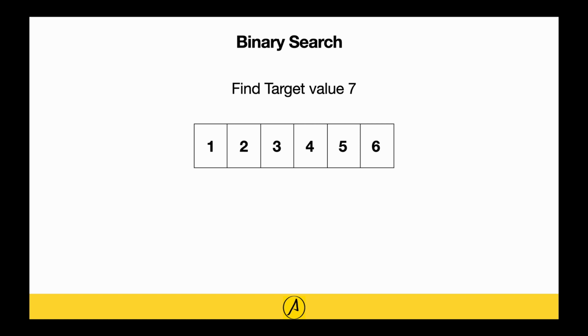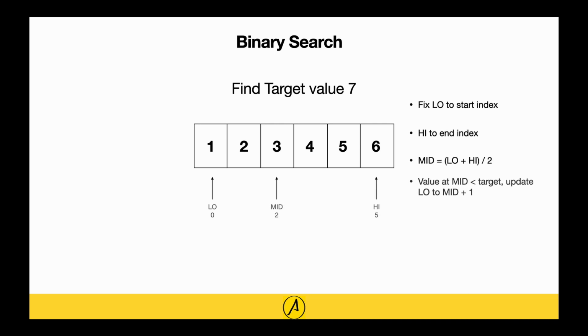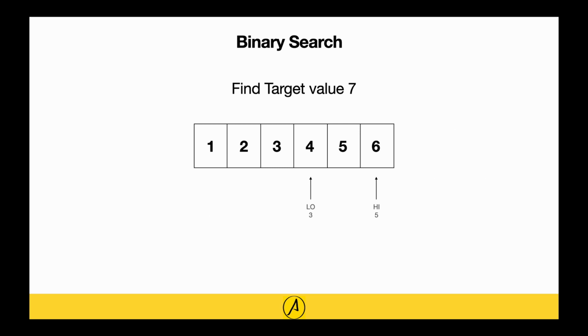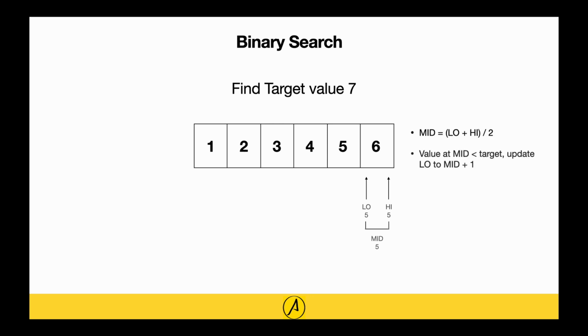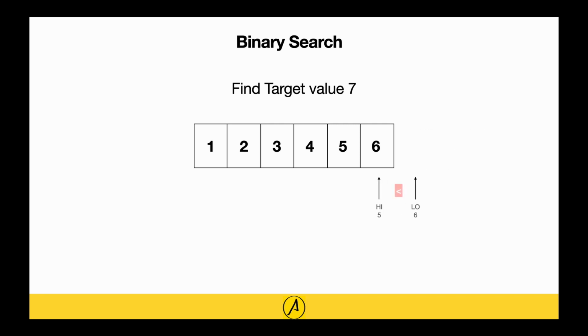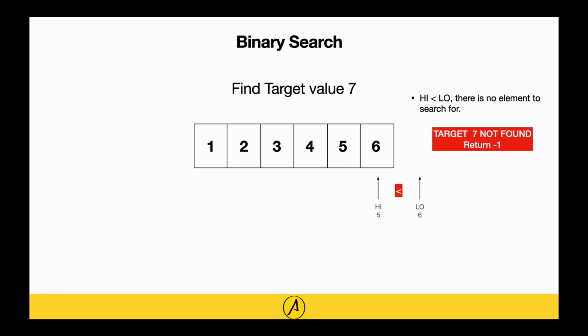What if we want to search for an element which is not in the list? We again apply the same procedure: fix the low index to the start, the high index to the end, find the mid value and compare it with the target. Update the low index since the target value is greater than the value at mid. Once again do the same; the target value is greater than the mid value, so update the low index. Similarly, the target value is greater than the mid value 6, so we update the low index. At this point both the pointers are crossing, so there is no element to search for. In our ordered set of collection, the target value 7 is not present, so we will return -1. So this is the basic algorithm.